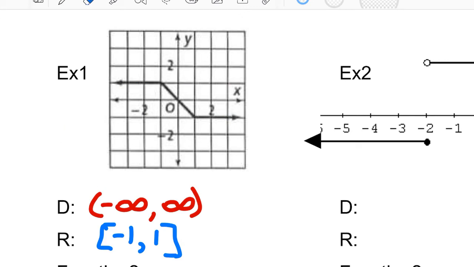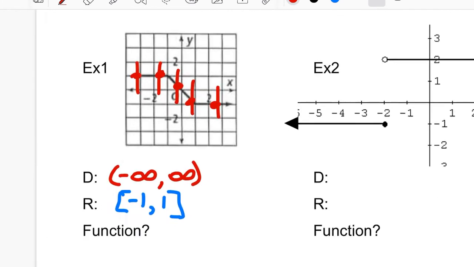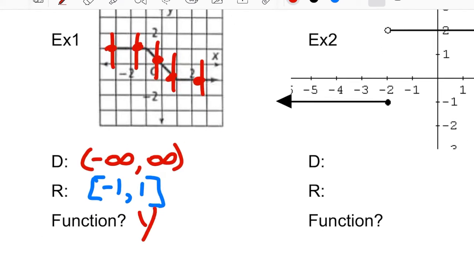Now, is this graph a function? Does every x value only map to one y value? An easy way to tell is by drawing vertical lines, and each of these vertical lines, as you want to notice, is only touching the graph at one place. That means it satisfies the vertical line test. That means it is a function.